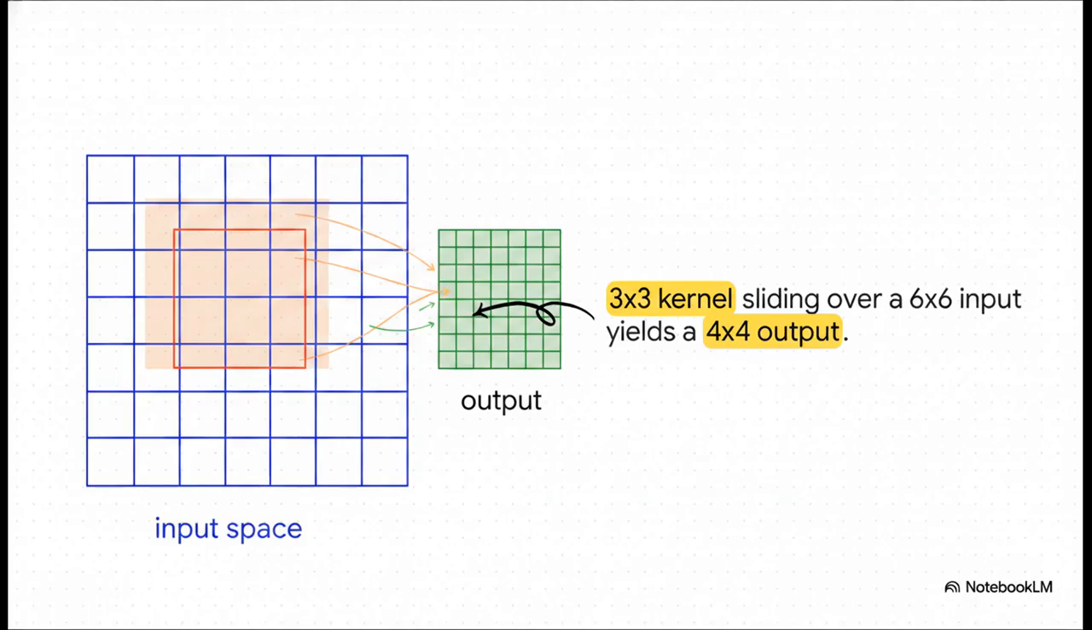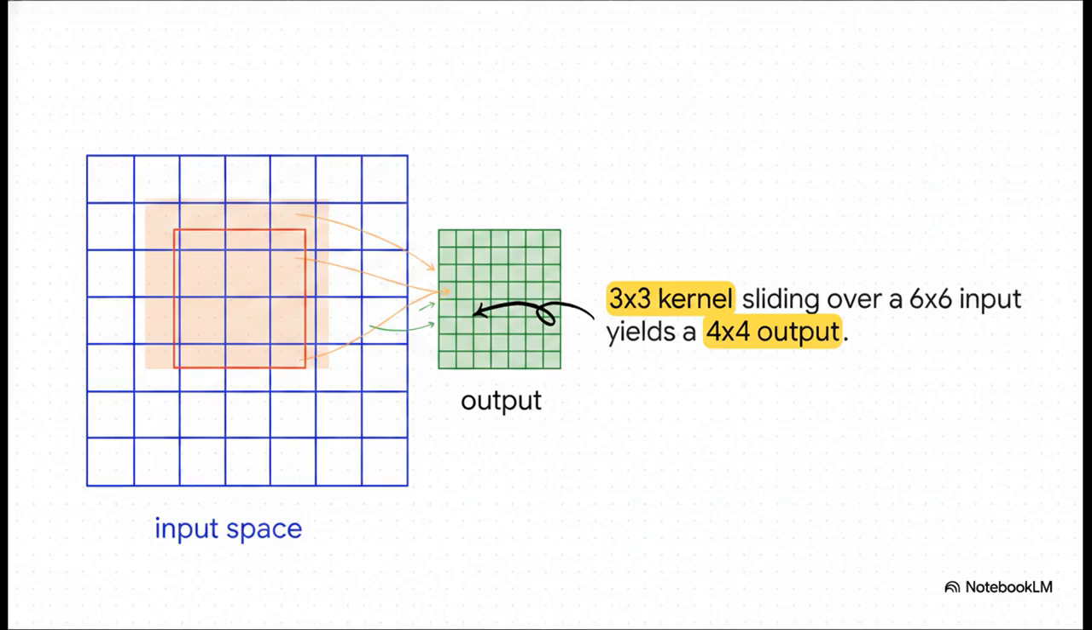Let's dive into the actual grid math here. Imagine a 3x3 kernel sliding over a 6x6 input space. As it moves, and let's say it has a stride of 1, meaning it's shifting exactly one single pixel at a time with no extra padding tacked onto the edges, it churns out a condensed 4x4 output. The spatial dimensions of that output are strictly mathematically dictated by the kernel size, the stride, and the padding.